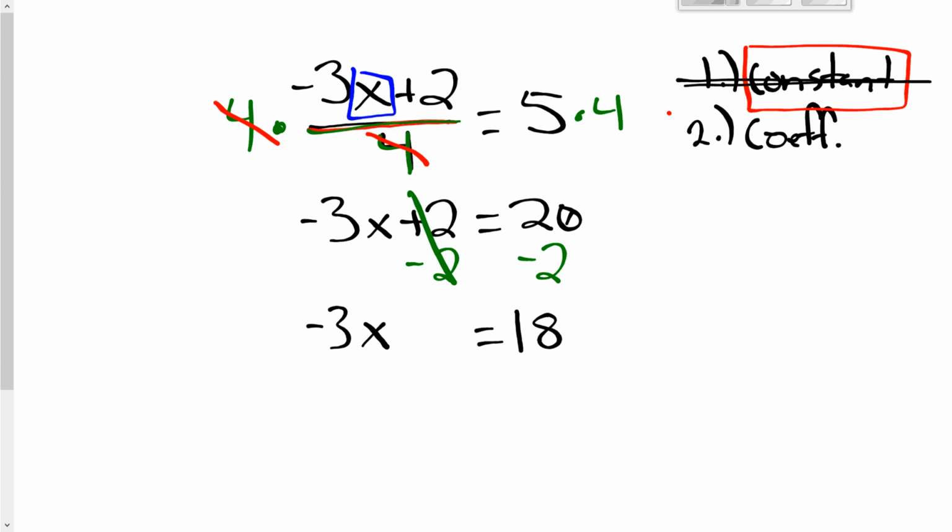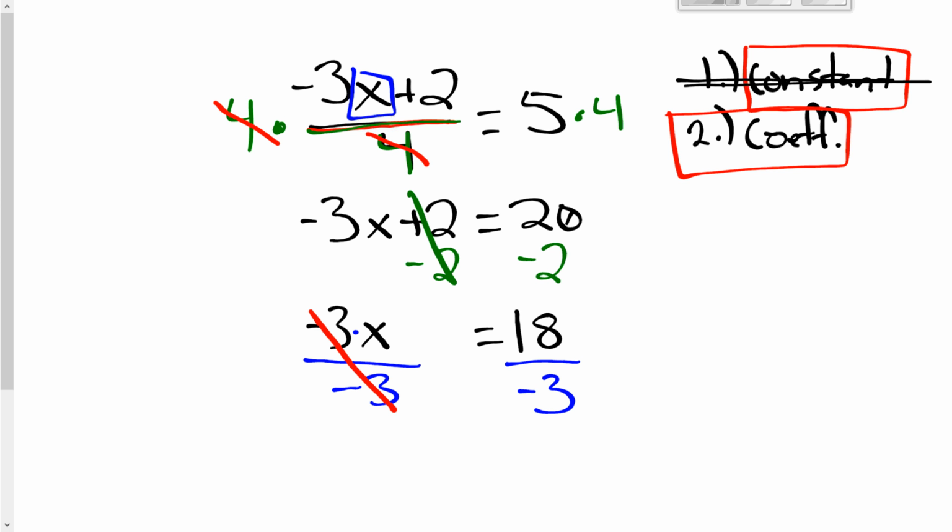And now we have to get rid of the coefficient. The coefficient is the number that is touching the variable. So we have to get rid of this negative 3 here. Remember that negative 3 is touching the x with a multiplication sign. So the way we get rid of negative 3 times is to divide by that coefficient. Negative 3 divided by negative 3 will cancel out because that's going to be just 1. That leaves me with x on the left-hand side. And 18 divided by negative 3, positive divided by negative, so negative 6.